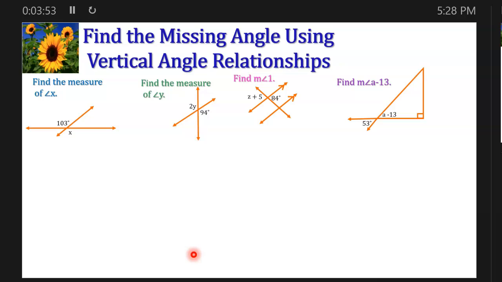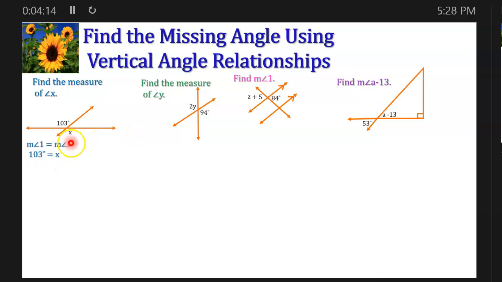Okay, so now we're going to find the missing angle measures using vertical angles. And since they're congruent, we're going to set these equations up. We're not going to add them up and make them equal to 180 like we did last time, because that's a supplementary relationship. Vertical angles could be any measurement, really. So let's go ahead and look at what we have for number 1 here.